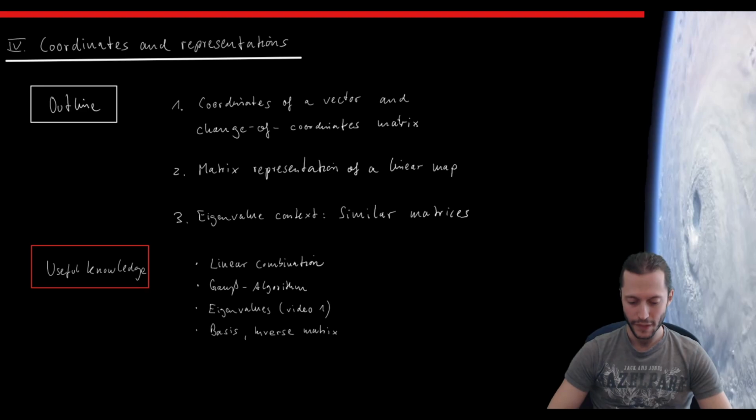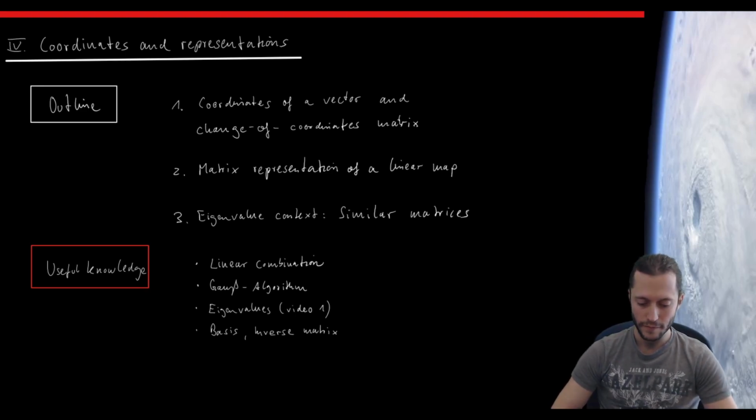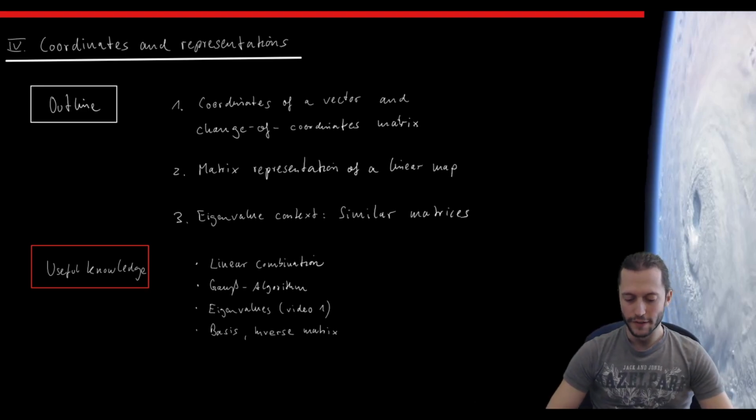So let's see what the outline gives us here. We'll start with coordinates of a vector and the change of coordinates matrix. This is a thing you probably have heard about, but you were probably also always wondering, how does this really work out? What's the system? Do I just have to memorize a formula?